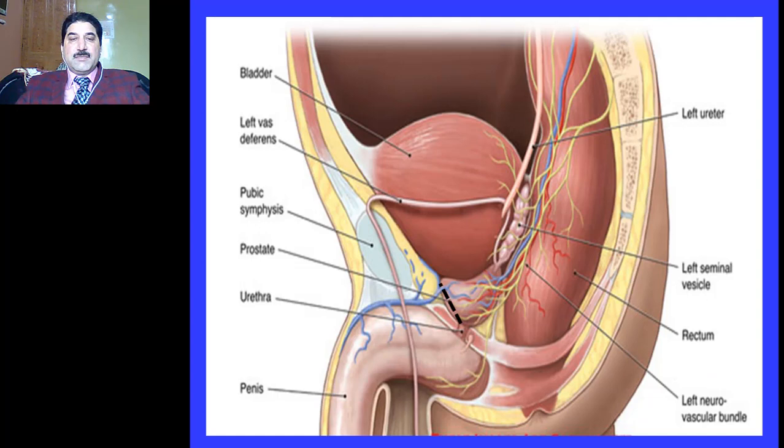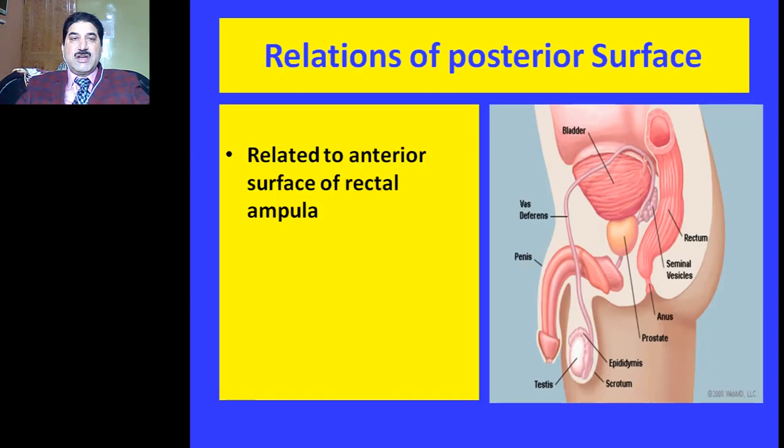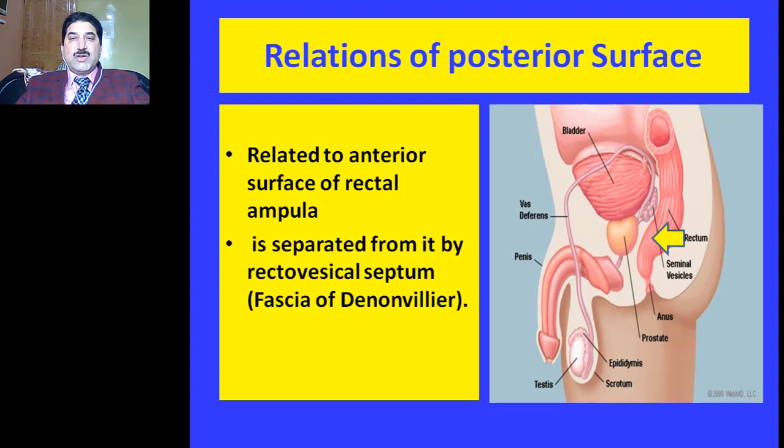Now in this diagram, this black dotted line represents the anterior surface of the prostate. The arrow represents the posterior surface of the pubic bone. The retropubic space, called the retropubic space of Retzius, contains fat, venous plexus, and puboprostatic ligament. Posterior relations of the prostate: posteriorly it is related to the anterior surface of the rectal ampulla. The two are separated by the rectovesical septum. The rectovesical septum is also called fascia of Denonvilliers.